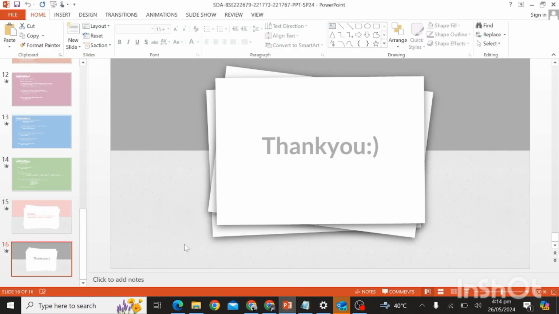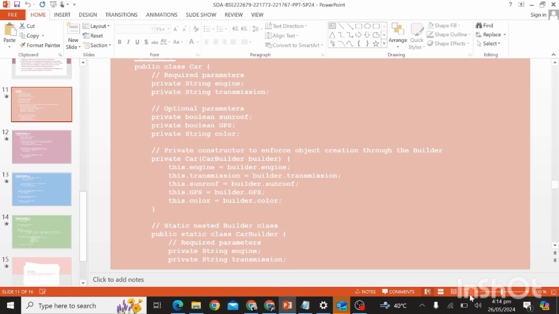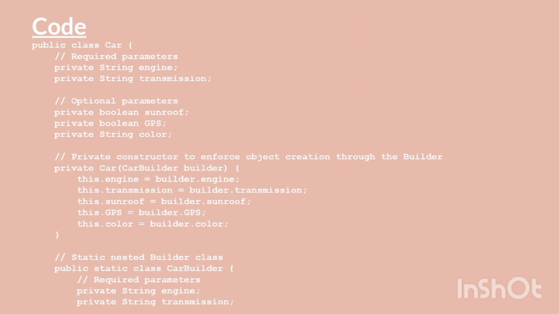Let's go through the code step by step to understand what's happening at each stage. Here this defines the car class with 5 fields: engine, transmission, sunroof, GPS and color. The car class represents a car with both required parameters and optional parameters. Engine and transmission are the required parameters, whereas sunroof, GPS and color are the optional parameters.